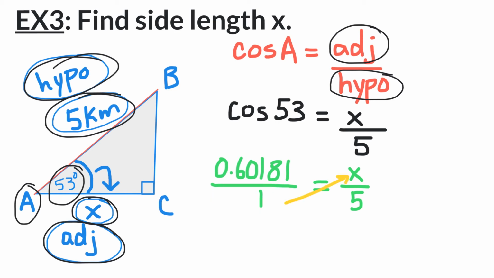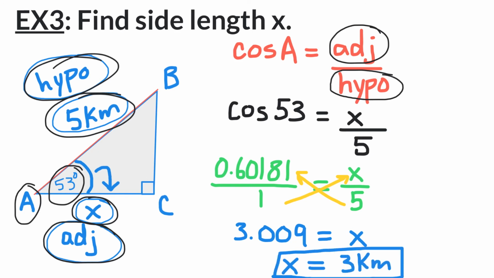Now we cross multiply. Therefore, we get x equals 3.009, which is approximately 3. Noticing in this example, x is at the top, so we don't have to divide by any number.